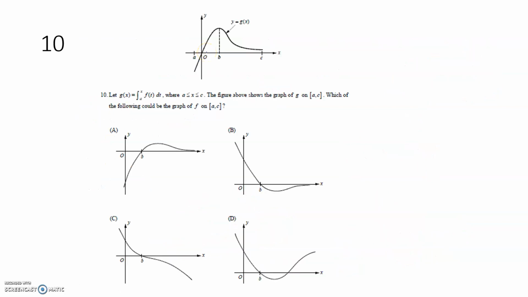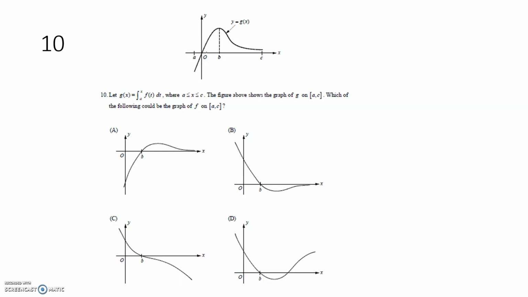All right, so our last question for day 1, question 10. Let g of x be the integral of f of t from a to x, where a is less than x is less than c. The figure above shows the graph of g on a to c. Which of the following could be the graph of f on a to c?